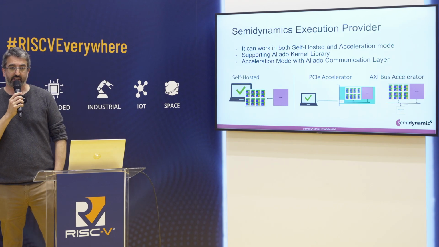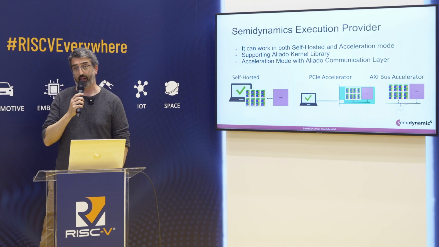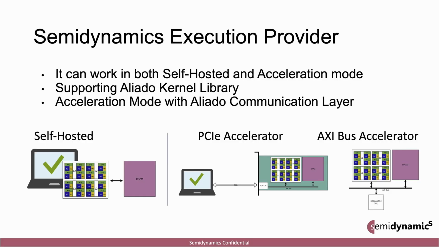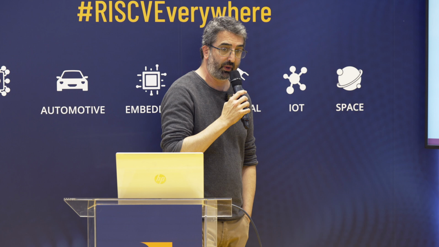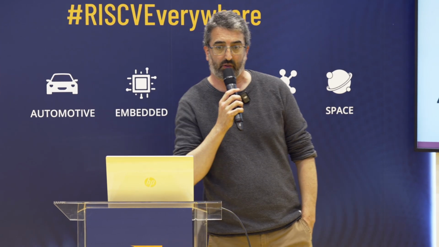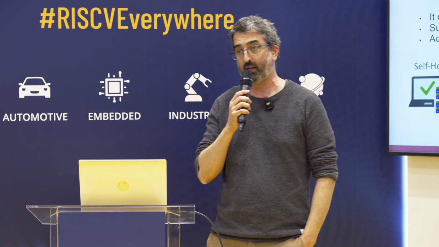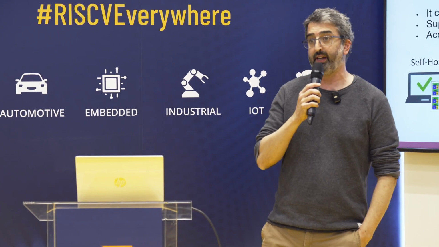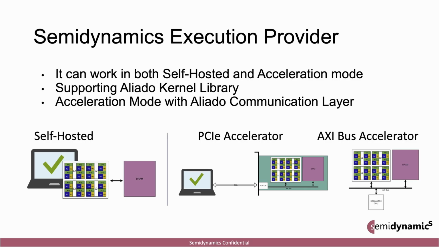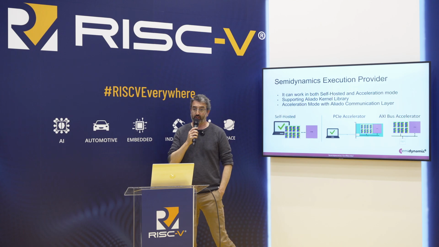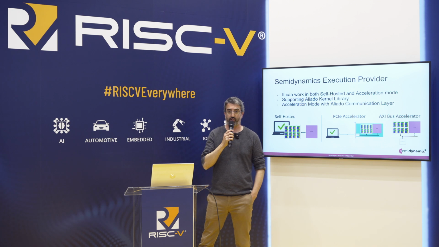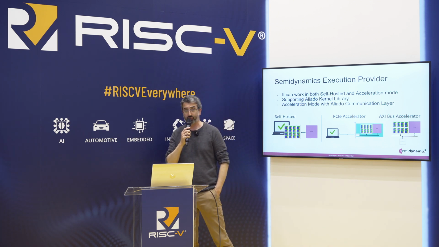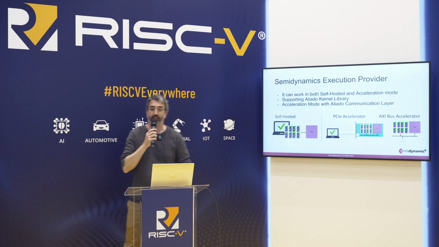That hardware and that execution provider is able to work in different environments. It can be in a self-hosted environment where Aliado works as a main CPU with AI capabilities, and it will run the ONNX runtime and at the same time run the acceleration part of those models, or it can run in an accelerator mode. In the case of the accelerator mode, we can provide different sets of connections to the host, like a PCI Express connection card, for example, or an AXI-bus connection that will be a die-to-die connection in the same chip.